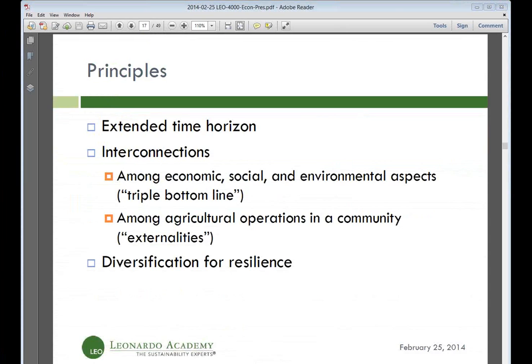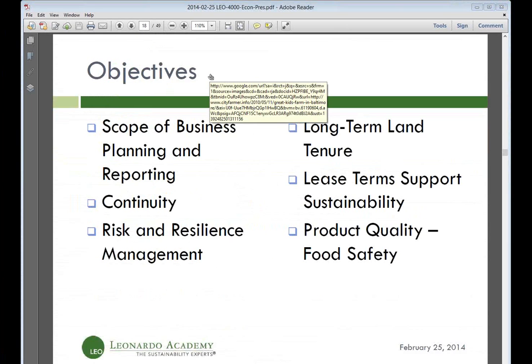So now looking at the objectives that the economic section embodies. We looked at the scope of business planning and reporting because we understand that while agricultural producers are businessmen and women, there's a range of adoption of what might be considered standard business practices of planning and accounting and reporting. And again, looking at the long term, we tried to incorporate the continuity of a specific operation as well as the continuity of just agriculture in a region, in an area, and the ability for agriculture to continue given sometimes the economic imperative to convert agricultural land uses to other land uses and considerations along those lines.